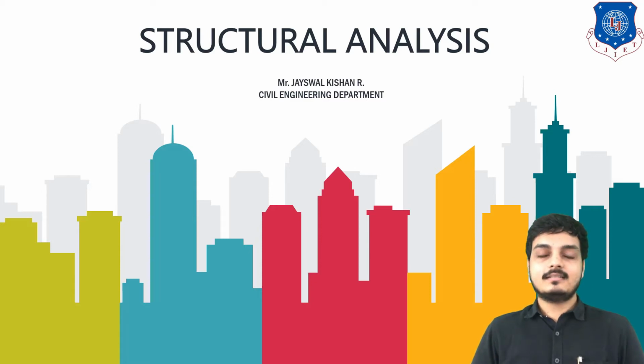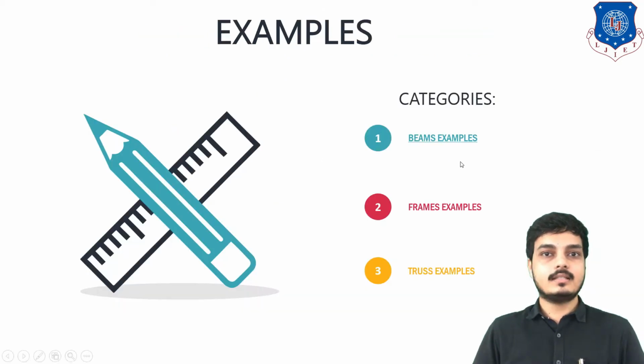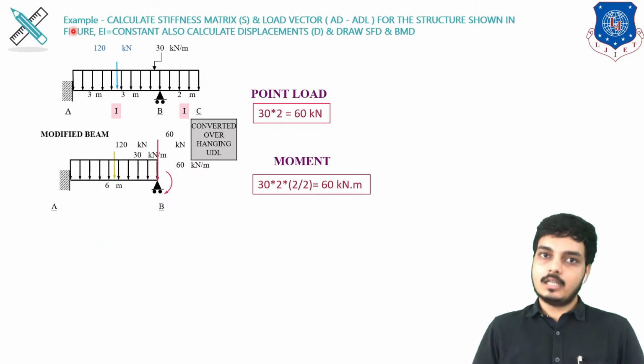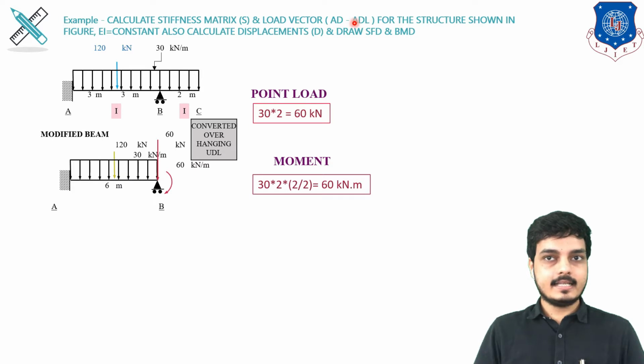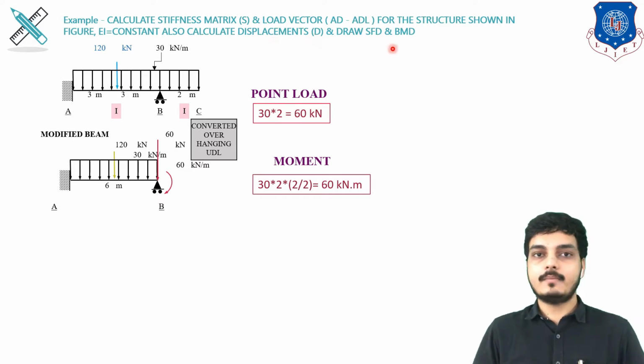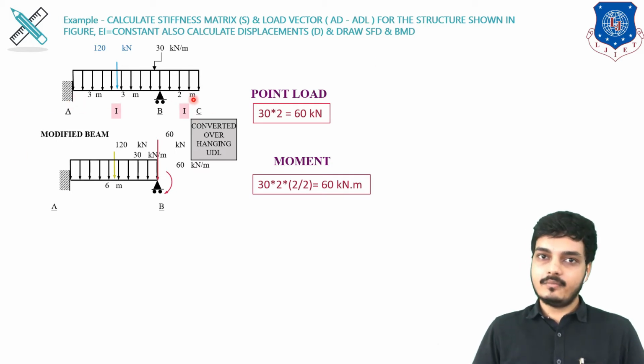So let's start. Today we are considering one more example on a beam of a different category. Find out stiffness matrix S, load vector AD minus ADL for the structure shown in figure. EI will be constant, and we also have to calculate displacement D and draw shear force and bending moment diagram. So now here you can see a different category of beam.